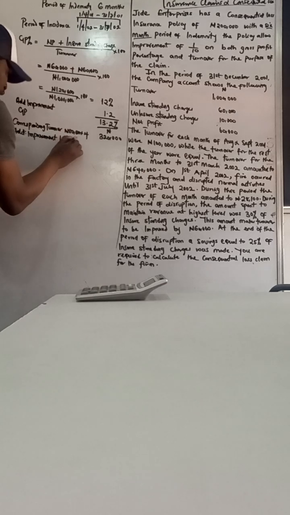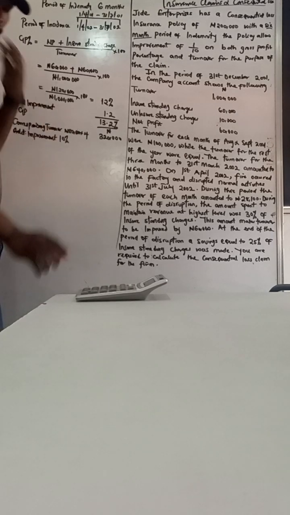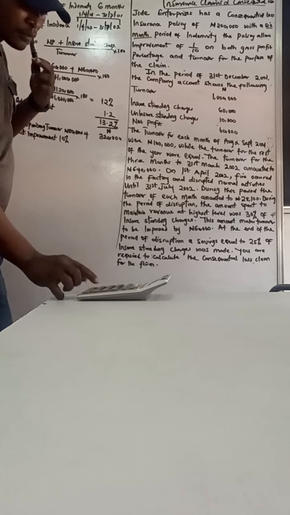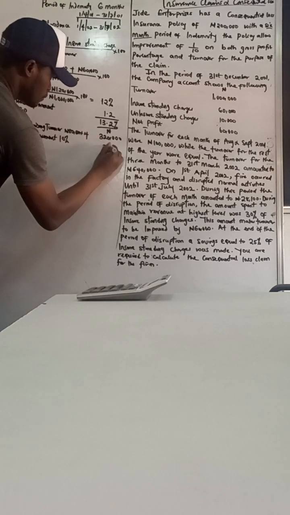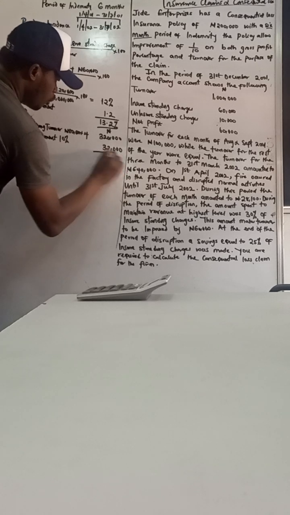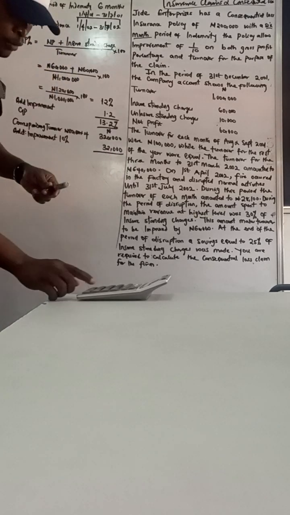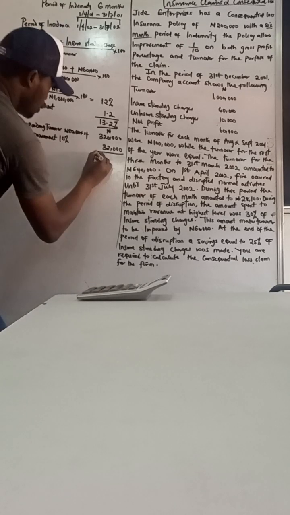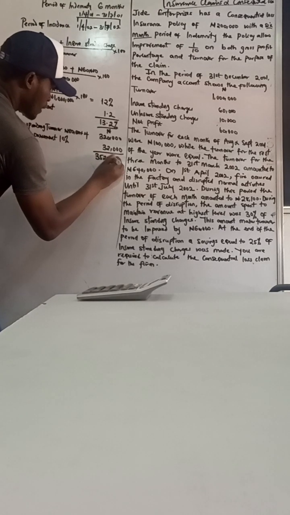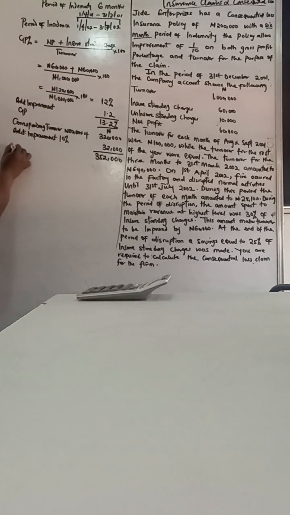My improvement is 10%. So 10% of 320,000. So this will give me 32,000. So once I add it back, plus 320, this will give me 352,000 naira. Now, what is my actual turnover?